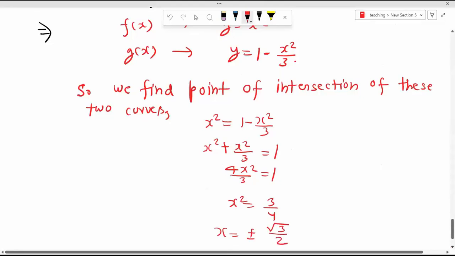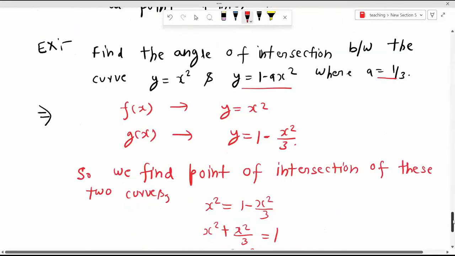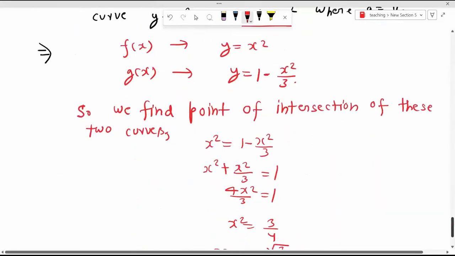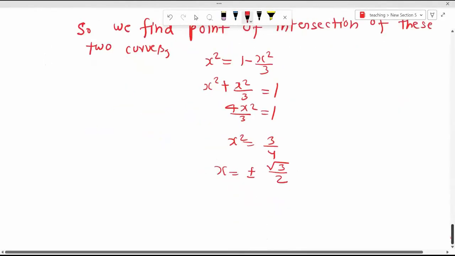Now when x is equal to root 3 by 2, then y actually satisfies both equations. So we simply put it in any one of these to get the value of y. We put it in f(x). When x is equal to plus minus root 3 by 2, then y is equal to x square, so plus minus root 3 by 2 whole square is 3 by 4.